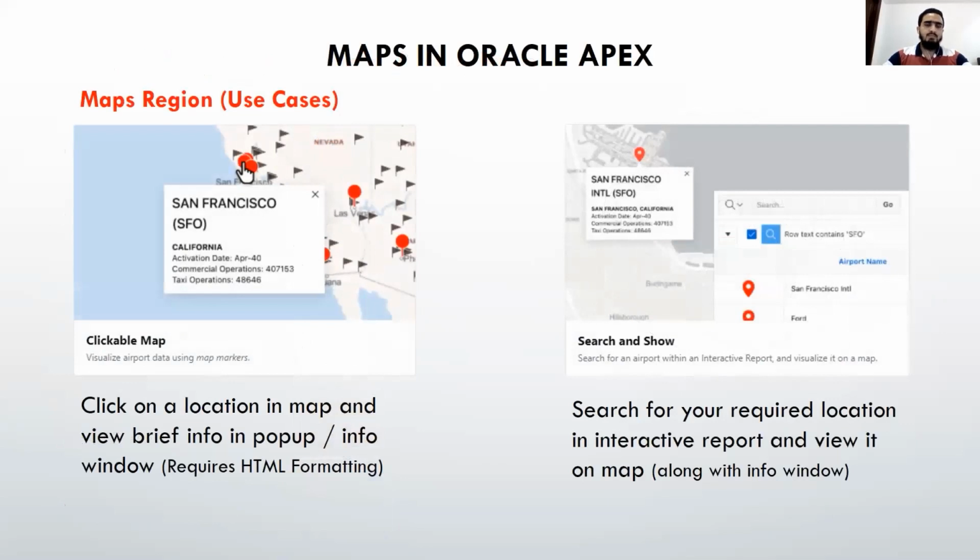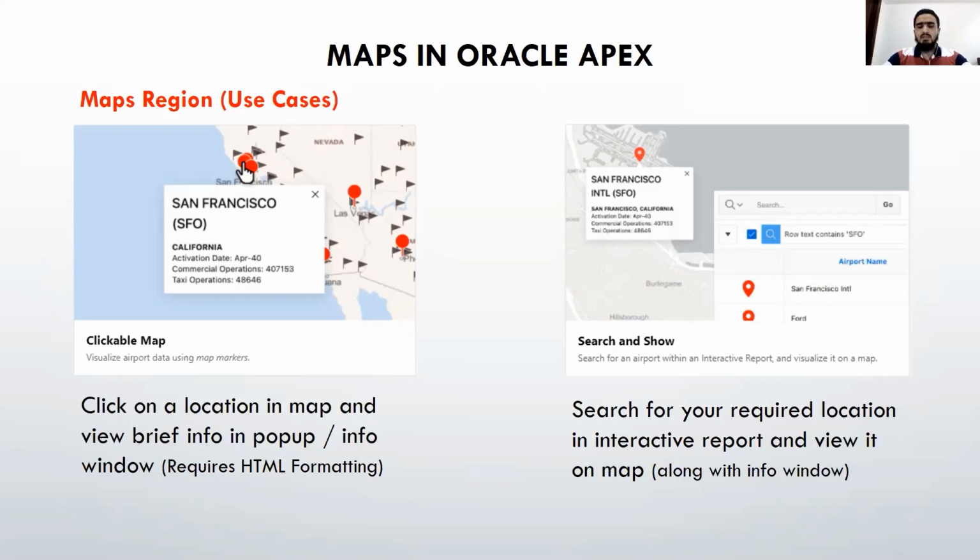Okay. Here I have mentioned a few use cases of maps in Oracle APEX. The first one is a clickable map. For example, if we want to click on a specific location in the map and we want to show some information related to that location, or if we want to perform any type of dynamic action after clicking on that location, we can do that. And the small pop-up window which I have shown on the location can be formatted easily.